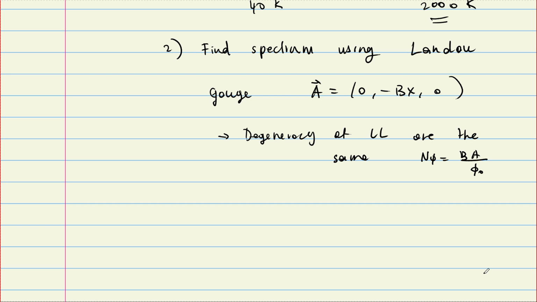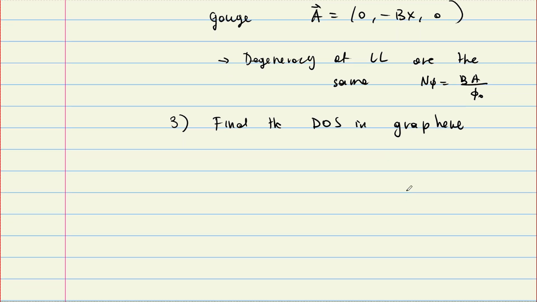And okay, there's one last. I would want to do this in the lecture, but I think there's not enough time. So find the density of states in graphene. Have you ever done an exercise like this in 409? Probably. No, right? Probably. So graphene is like, okay, this Dirac cone, right?